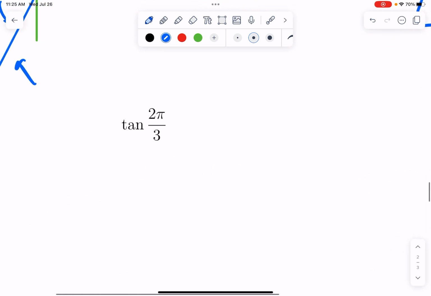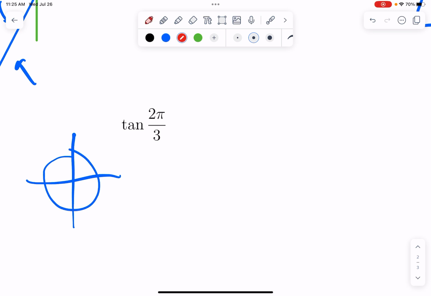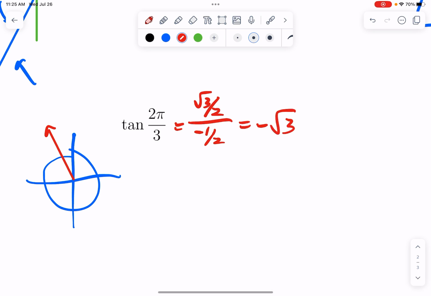All right, tangent of 2 pi over 3. We are in radians, but 2 pi over 3 is like this one, same as 120 degrees. The sine is root 3 over 2. The cosine is negative 1/2, and this reduces to negative root 3.